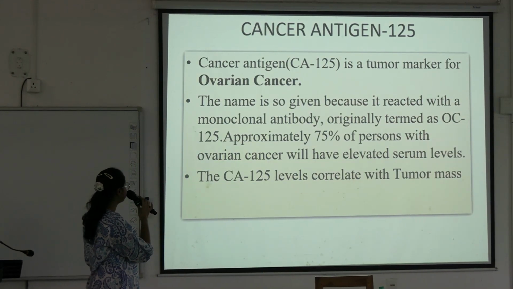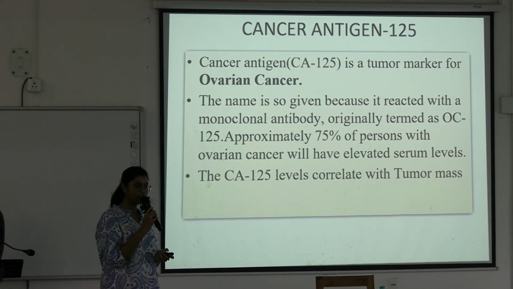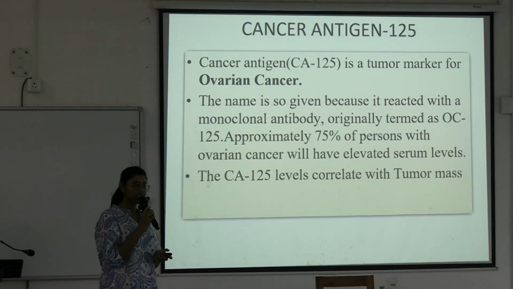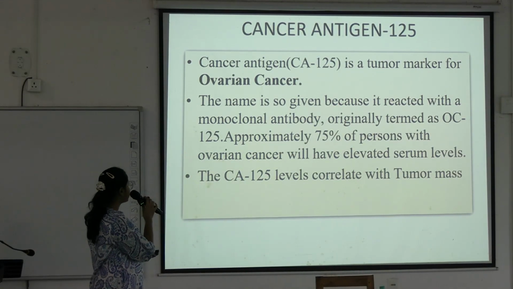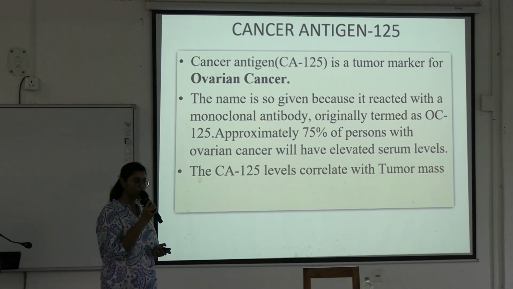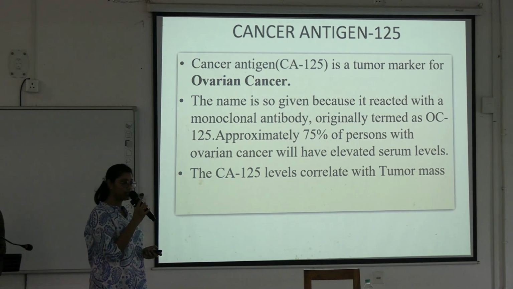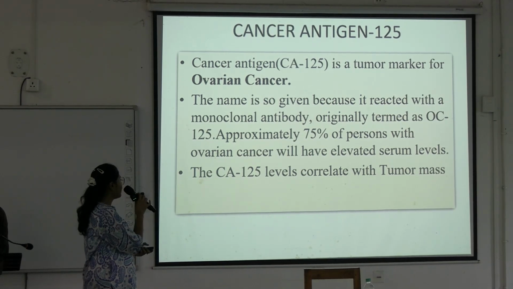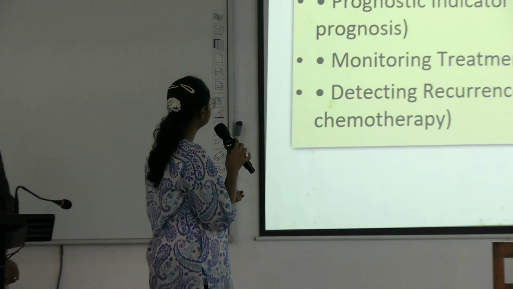Cancer antigen 125. Cancer antigen 125 is a tumor marker for ovarian cancer. The name is so given because it reacted with a monoclonal antibody, originally termed OC125. Approximately 75% of persons with ovarian cancer will have elevated serum levels. The CA125 levels correlate with tumor mass.